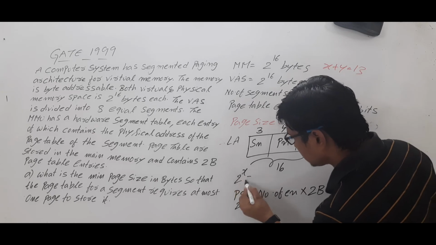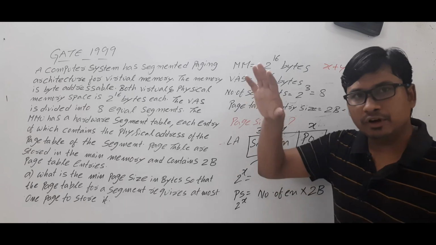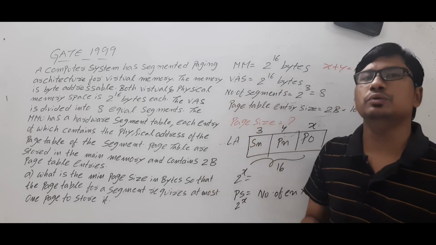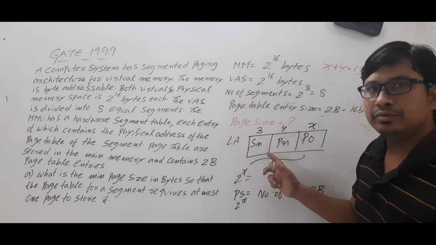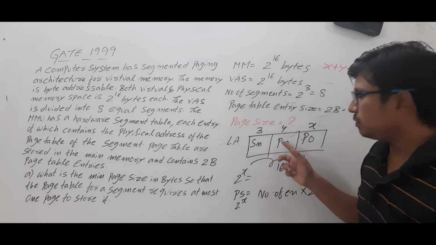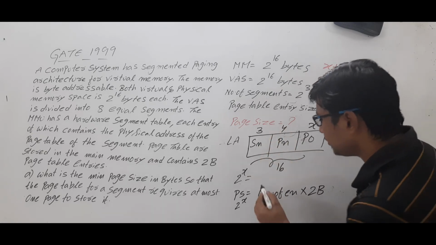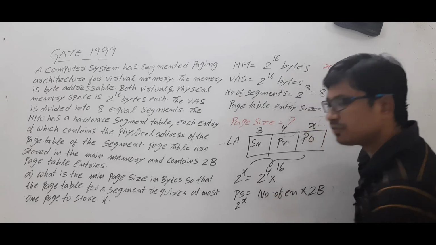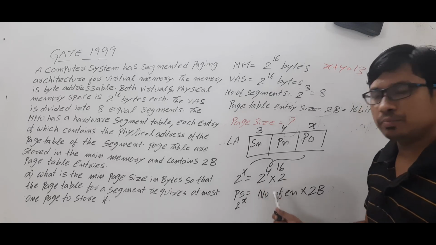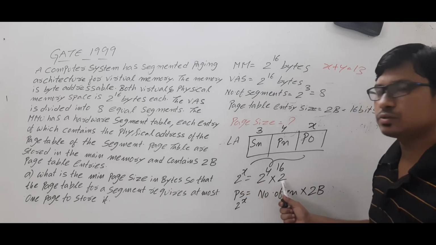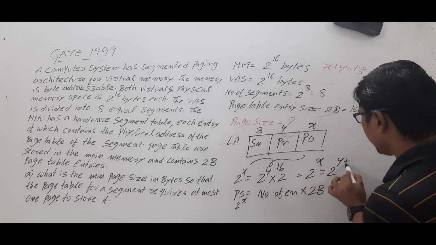Okay. 2 power x is equal to, do we know the number of entries? I already discussed that the number of entries in a page table will be equal to the number of pages in a segment. Am I right or wrong? So the number of pages will be equal to 2 power y, because if the page number is represented by y bits, then the number of pages will be 2 power y. So number of entries will be 2 power y. 2 power x is equal to 2 power y into 2 bytes, everything is in bytes. So let me make it as 2. Which is nothing but 2 power x is equal to 2 power y plus 1.